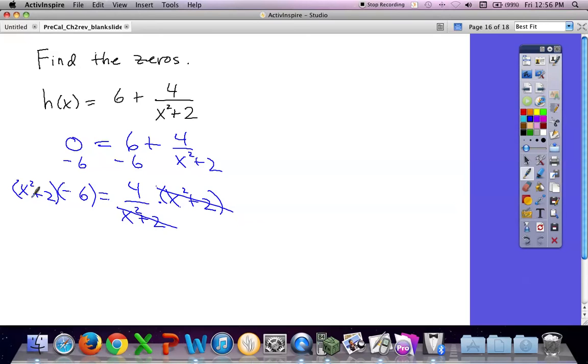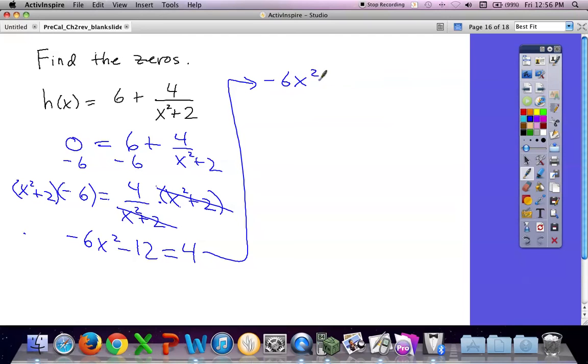Right, now we have negative 6x squared minus 12 equals 4. Solve for x. Right, so this one we can add 12 to both sides. Negative 6x squared equals 16. x squared equals negative 16 over 6. x equals plus or minus the square root of negative 16 over 6.